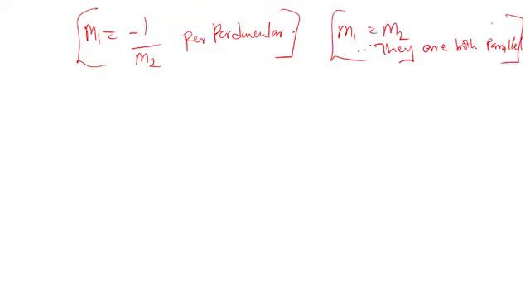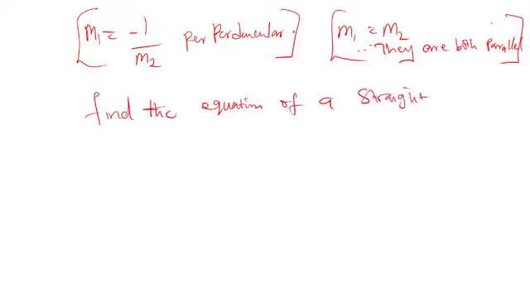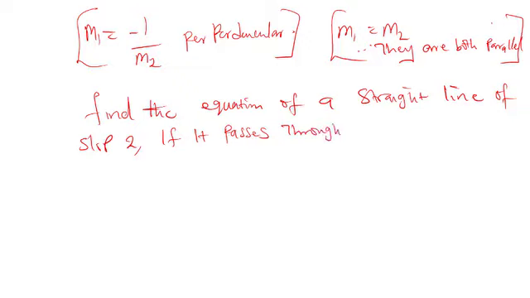Let's try this. Find the equation of a straight line of slope 2 if it passes through the point (3, minus 2).